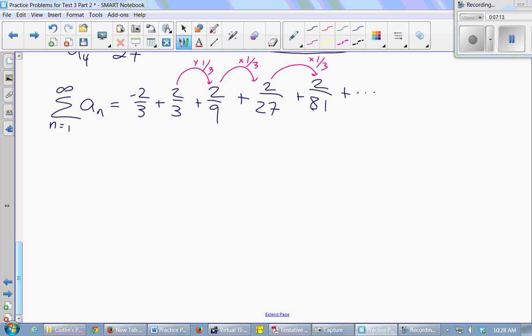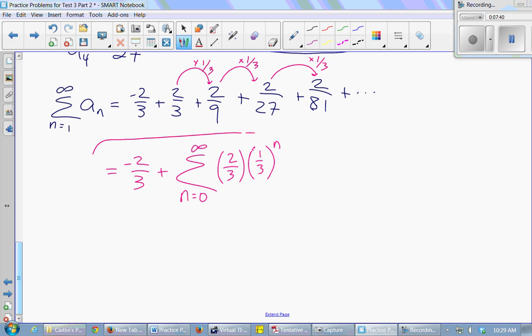Which means that this is a convergent geometric series because the multiplier is less than 1. So I'm going to rewrite this as negative 2/3 plus the rest of the terms. And they start with a 2/3, and we multiply by 1/3 over and over again. We'll do 1/3 to the n and let n start at 0. There's the summation notation for that sum.